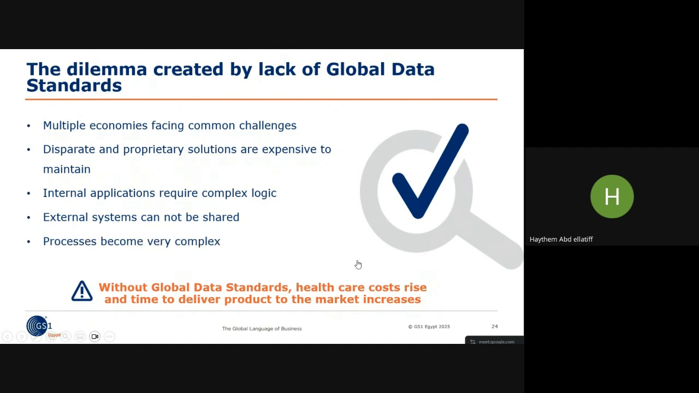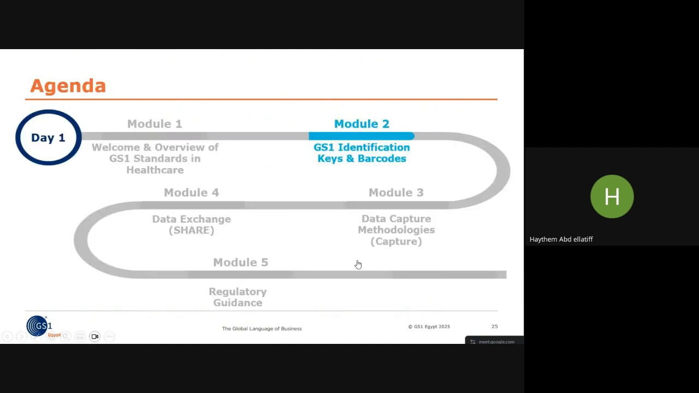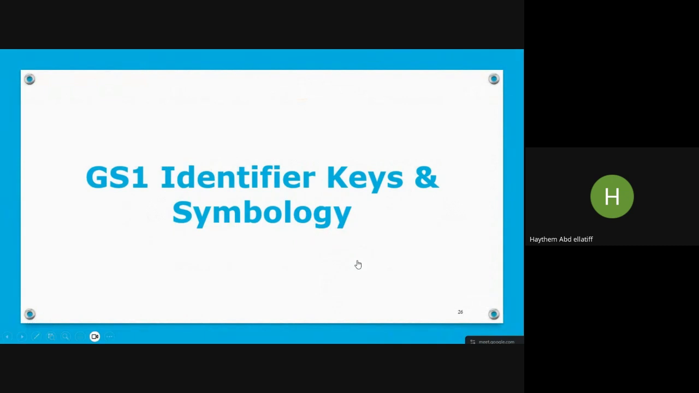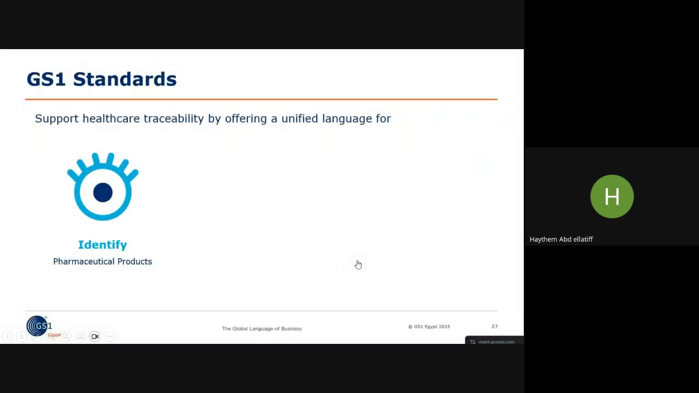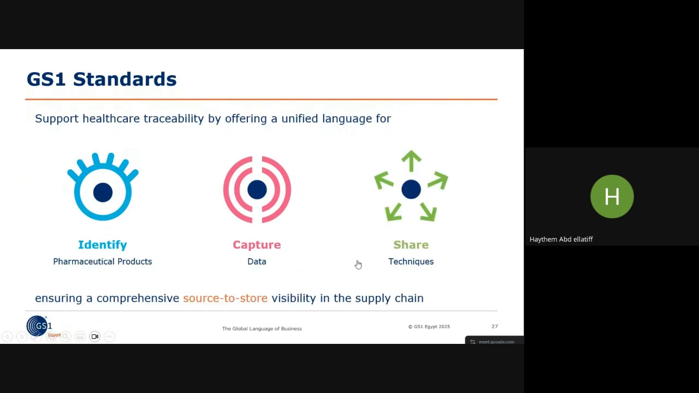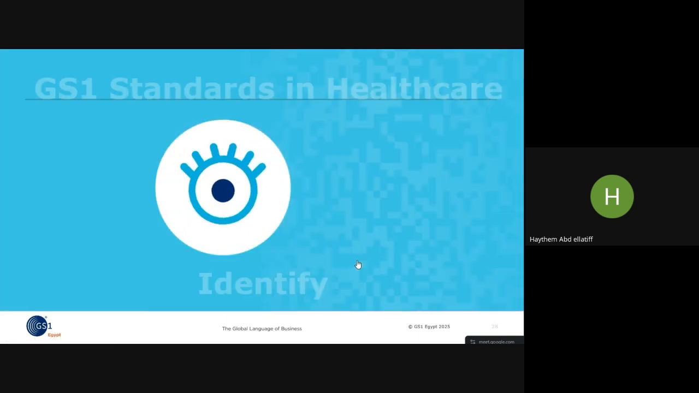And they will start with module 2, the GS1 identifier keys. These are the main three magic words in GS1 standards for track and trace: identify, capture, and share. We will start with identifying products and locations.